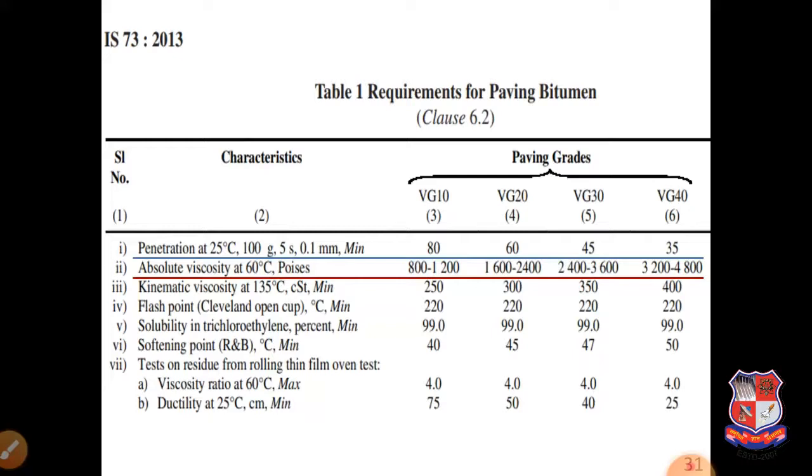Absolute viscosity or dynamic viscosity measured at 60 degrees centigrade in poise. For VG10, absolute viscosity, dynamic viscosity is 800 to 1200 poise. For VG20, 1600 to 2400 poise. For VG30, 2400 to 3600 poise, and for VG40, 3200 to 4800 poise. Kinematic viscosity measured at 135 degrees centigrade in centistokes. Minimum kinematic viscosity for VG10 grade of bitumen is 250 centistokes. For VG20, 300 centistokes, VG30, 350 centistokes, and VG40, 400 centistokes.